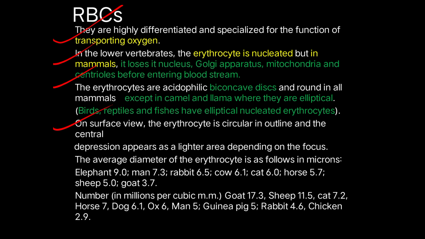On surface view, the erythrocyte is circular in outline, and the central depression appears as a lighter area depending on the focus. The average diameter of the erythrocyte in microns is: elephant 9, man 7.3, rabbit 6.5, cow 6.1, cat 6, horse 5.7, sheep 5, and goat 3.7. The number in million per cubic mm is: goat 17.3, sheep 11.5, cat 7.2, horse 7, dog 6.1, ox 6, man 5, guinea pig 5, rabbit 4.6, and chicken 2.9.